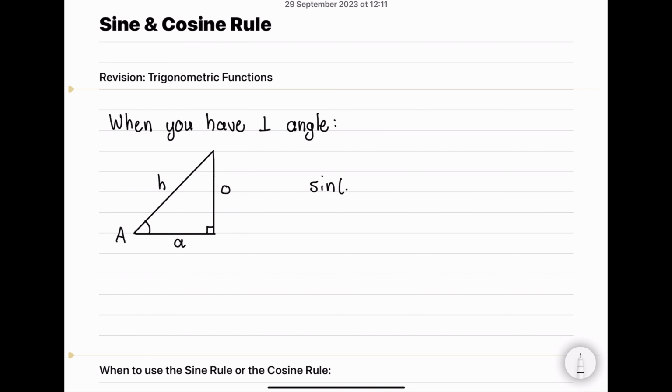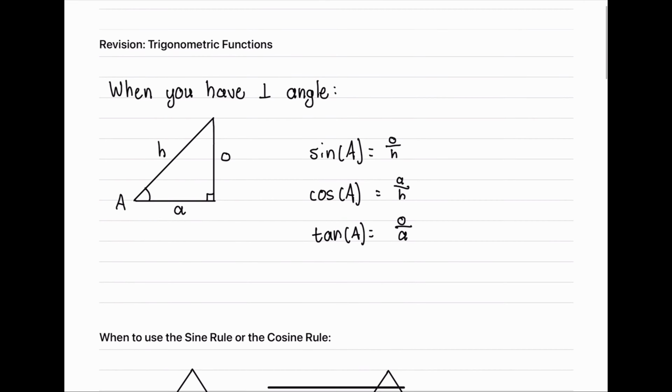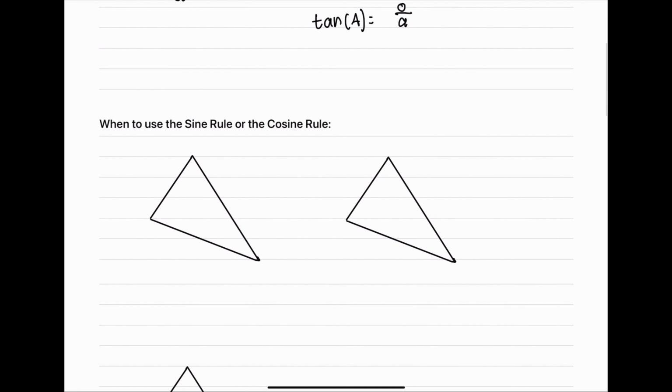So the sine of A is going to be opposite over hypotenuse. Cosine of A is adjacent over hypotenuse. And tan A is opposite over adjacent. So you basically use the sine and cosine rule when you have an obtuse triangle or a triangle that doesn't have a perpendicular or 90-degree angle.